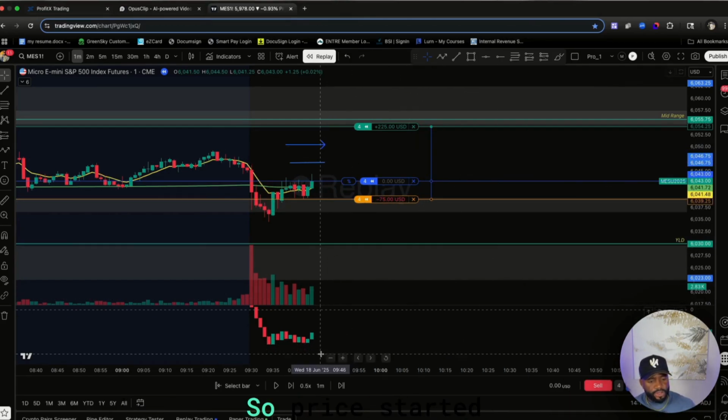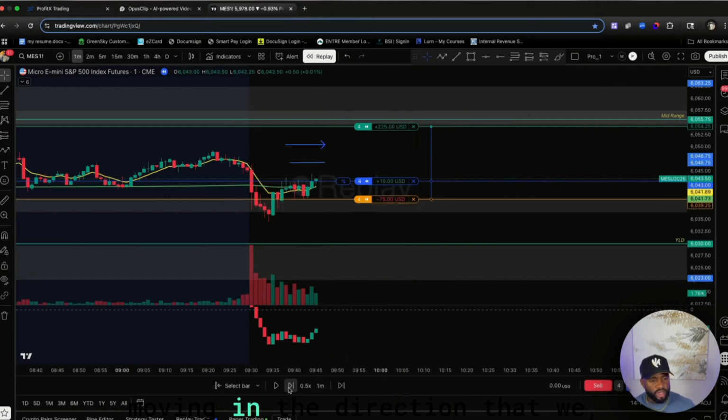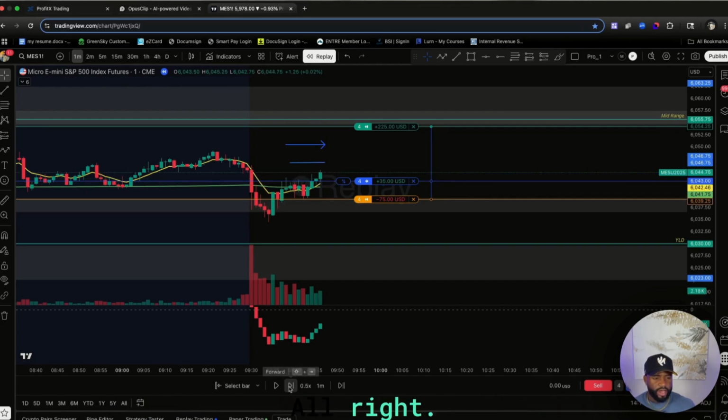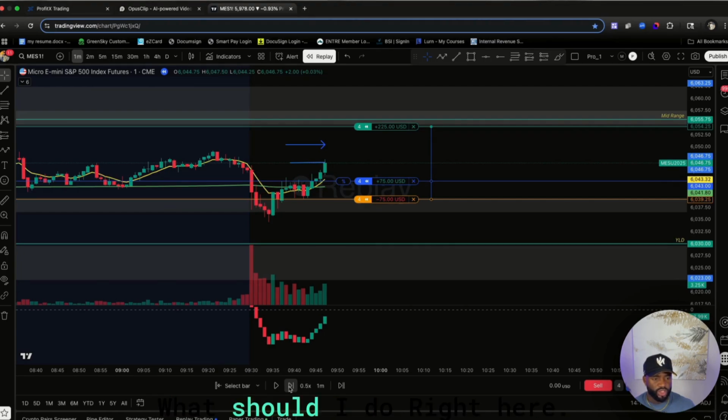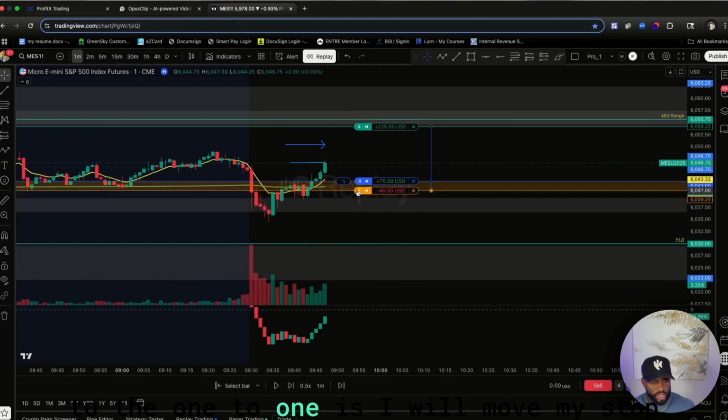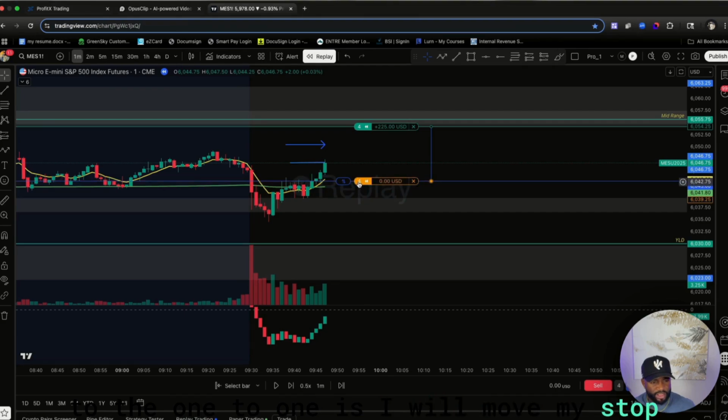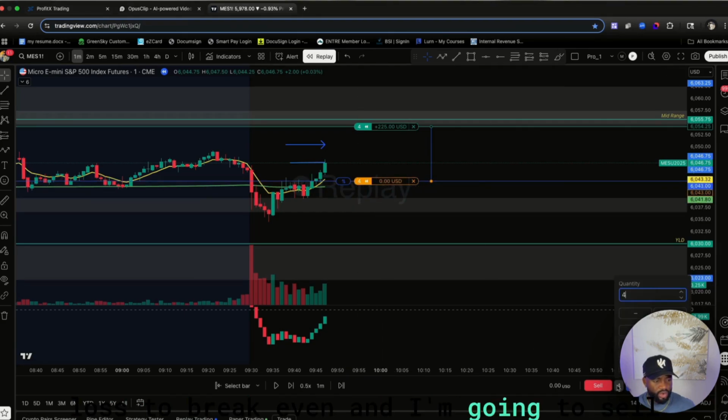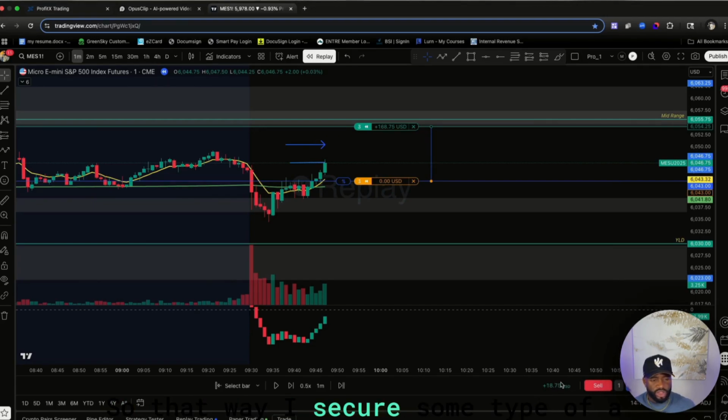All right, so price started moving in the direction that we said there's a probability that it will. All right, boom. Now price got to 1-to-1. What should I do right here? The first thing I'll do when price gets to the 1-to-1 is I will move my stop loss to break even, and I'm going to sell one contract. Boom. So that way I secure some type of a profit. So no matter what happens to the trade now, I've secured some profits.